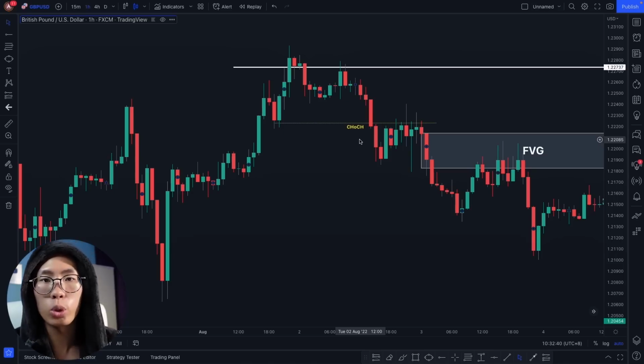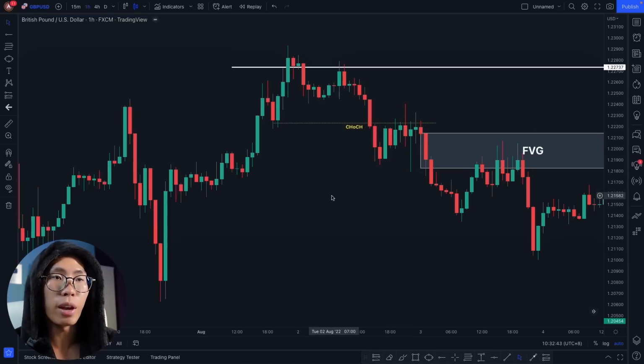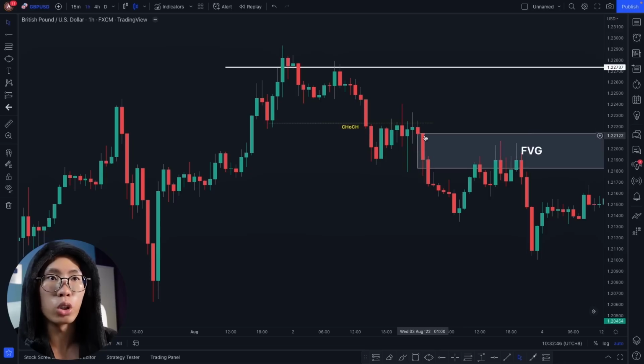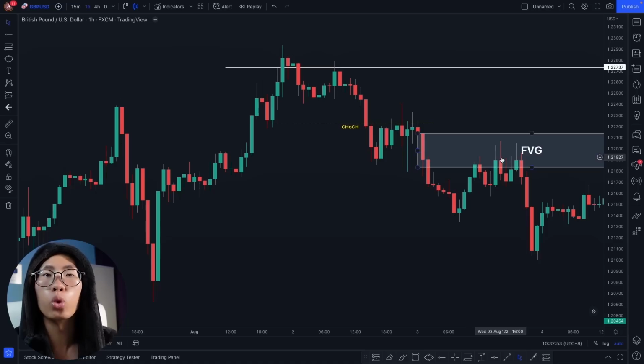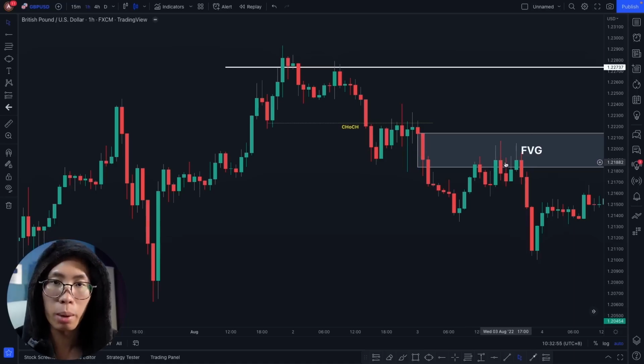So the next thing I want to do is to mark up my fair value gap, and I can mark up a fair value gap right here because I saw there's a huge push down and there's a big red candle here. So I'll mark my fair value gap right here, and you can see price went back up to retest the fair value gap. So this is where I will enter for a sell position.